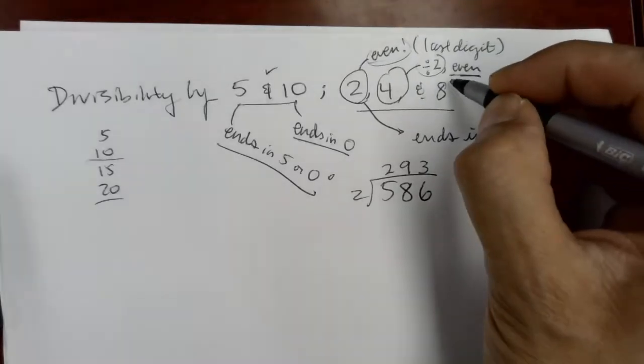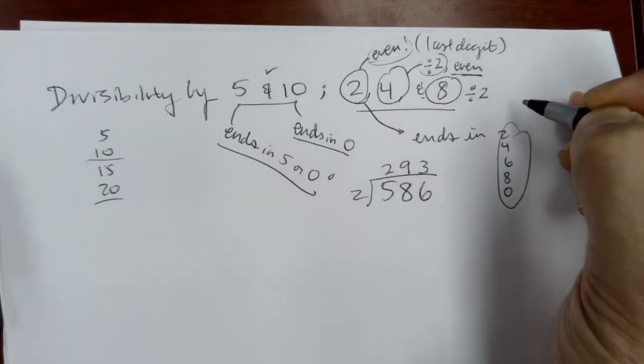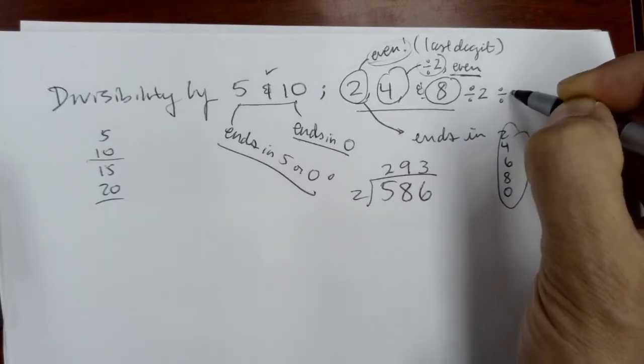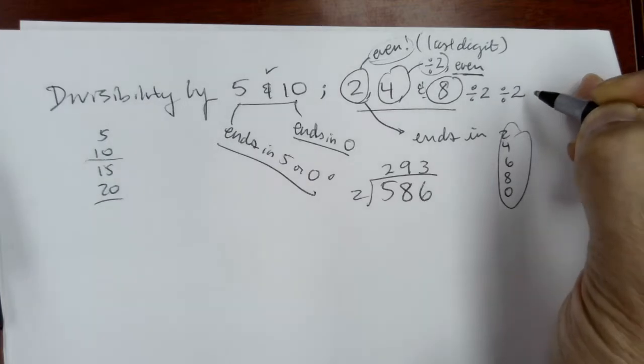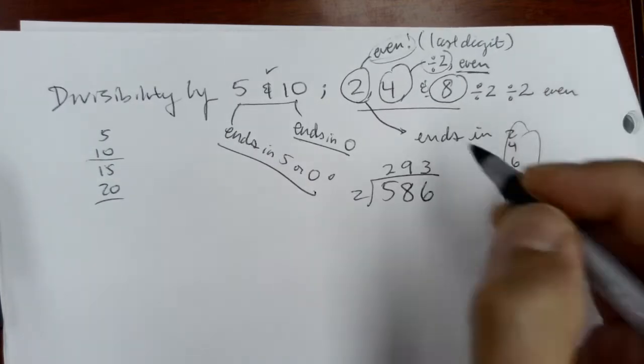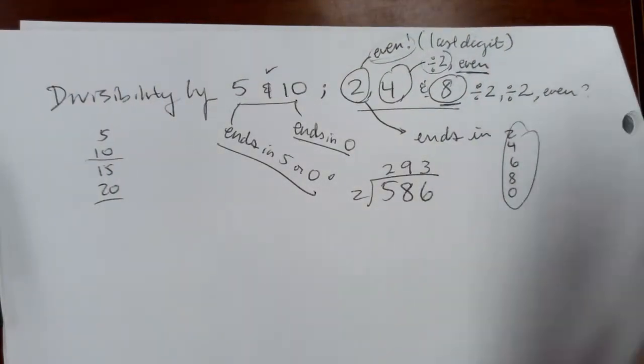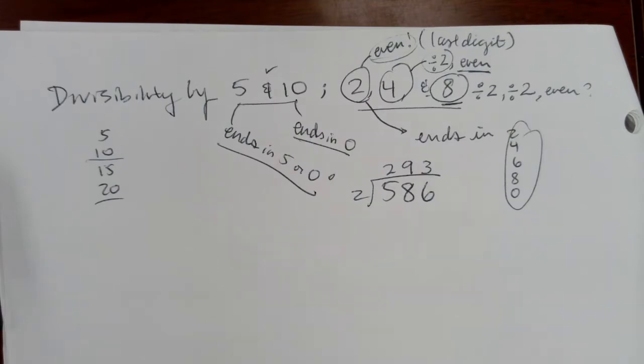So you guessed it. For 8, I'll divide by 2. If it's still even, I'll divide by 2 again. If it's still even, then there's a third 2 in there, and it's divisible by 8. So you just have to keep track of how many 2s you can get out of a number.